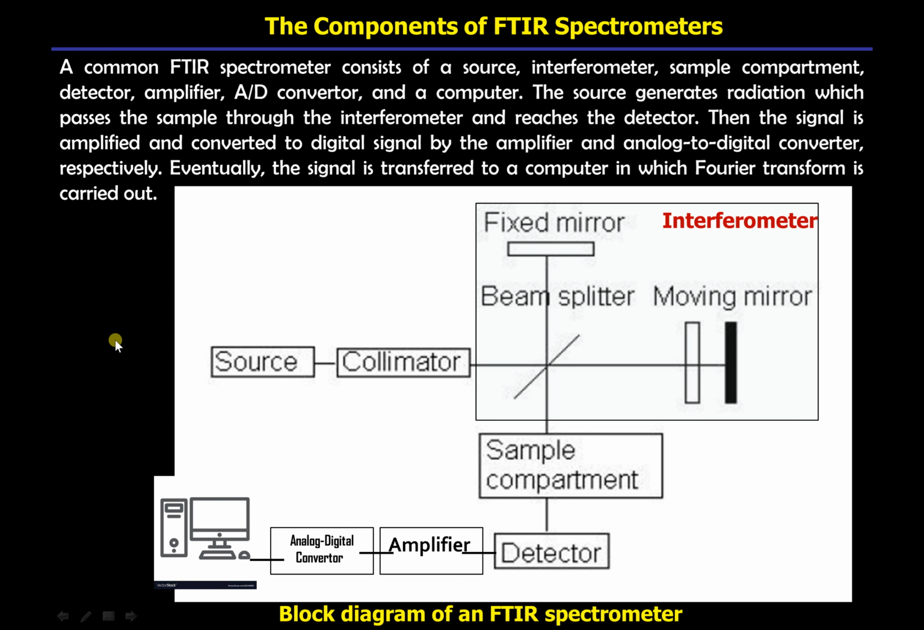The source generates radiation which passes through the interferometer through a collimator, which is focusing it, and reaches the detector via the sample. Then the signal is amplified and converted to a digital signal by the amplifier and analog to digital converter respectively, and eventually this is transferred to a computer in which a Fourier transform is carried out and it gives a graphical output.